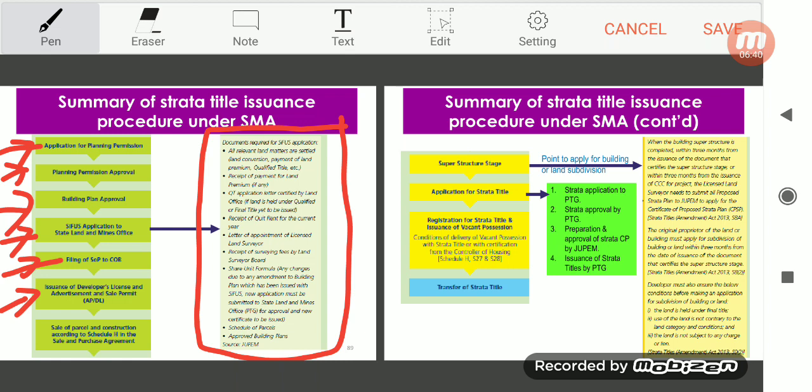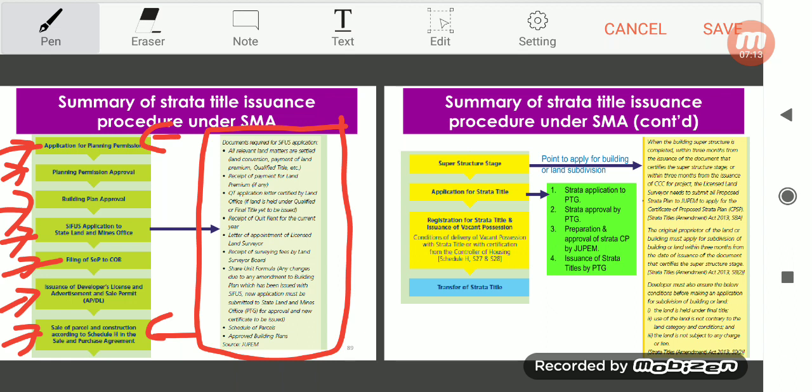After the developer has already obtained the SIFUS and the SOP, finally they can apply for a license to develop that particular scheme. Then the next step, they can sell the units or the parcels in the development scheme. So that's from the application for planning permission until the sale.